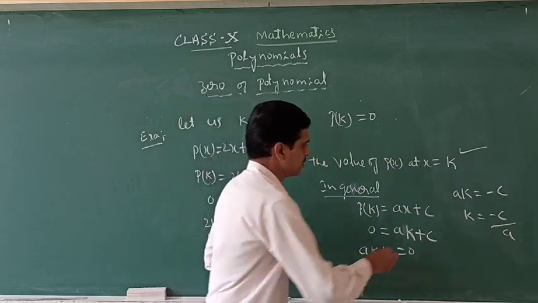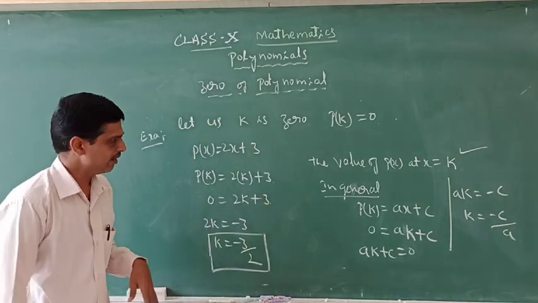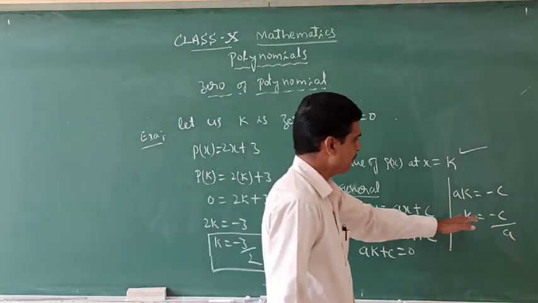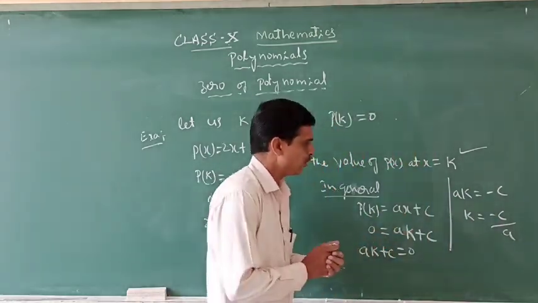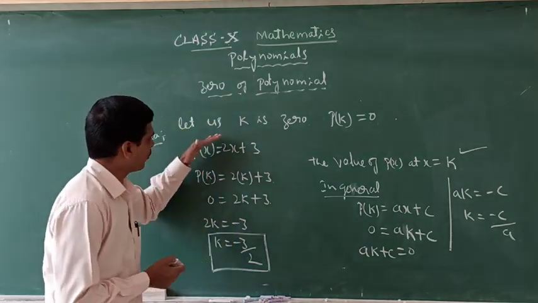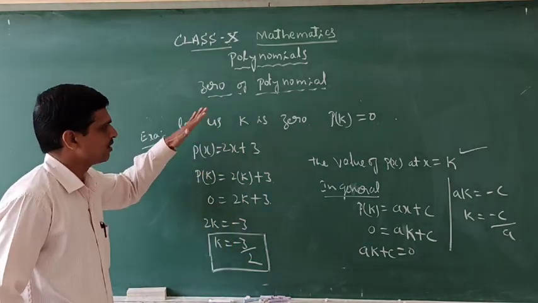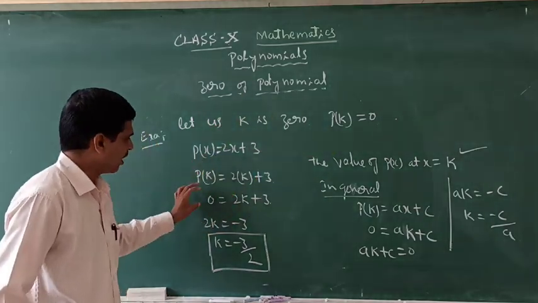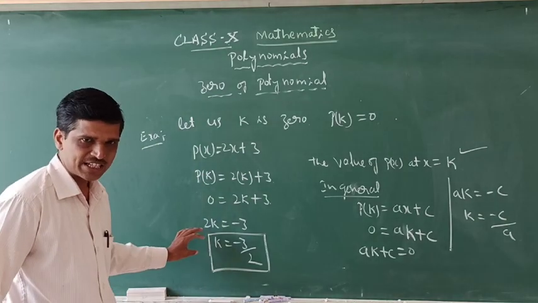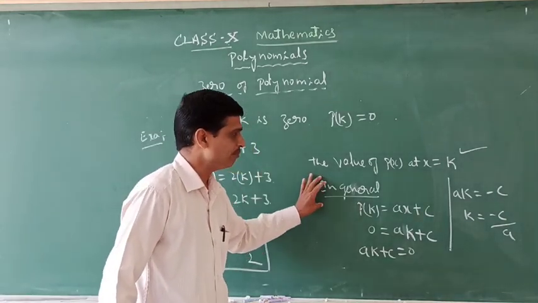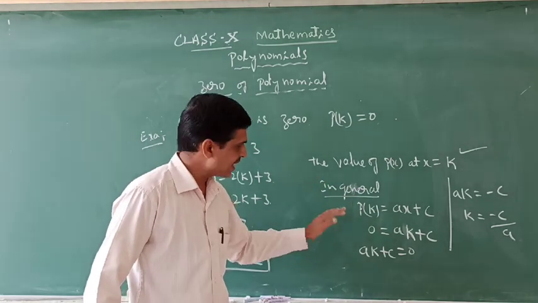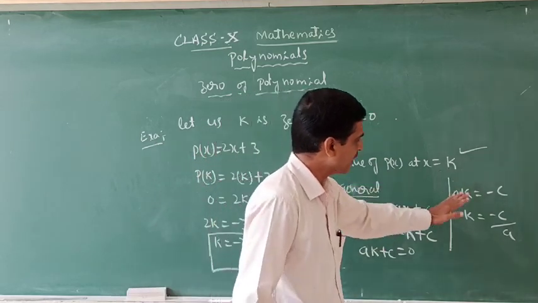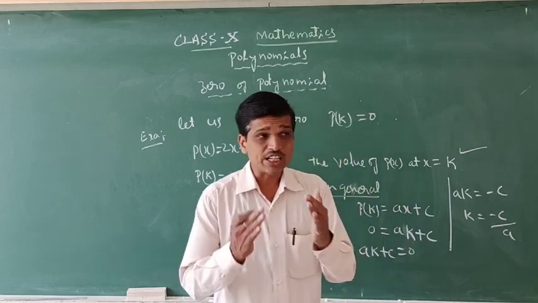Because I considered the linear polynomial, in the general form the value of k is equal to minus c by a. It shows why I could generalize it: when you take any linear polynomial, where k may be any real number and the polynomial becomes 0, then on substituting you will get some real number, that is the value of k. How do you conclude that in general form? p of k is already 0, and for the general form ax plus c, on substituting you will get the value of k.